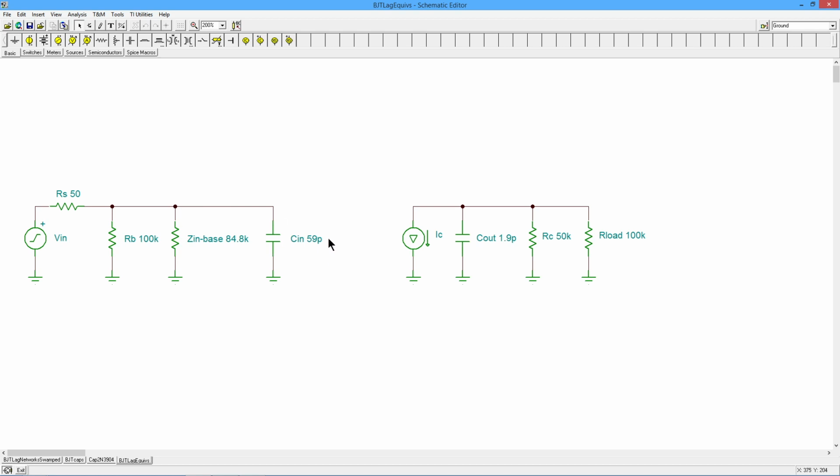On the input end, remember it's gain plus 1. Gain magnitude plus 1. So that's going to be about 30 times that feedback cap. And then we're going to add in the base emitter. Now that's not 100% correct.